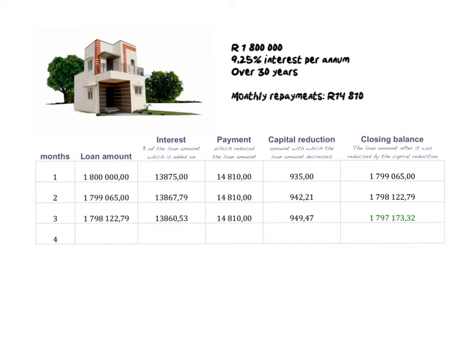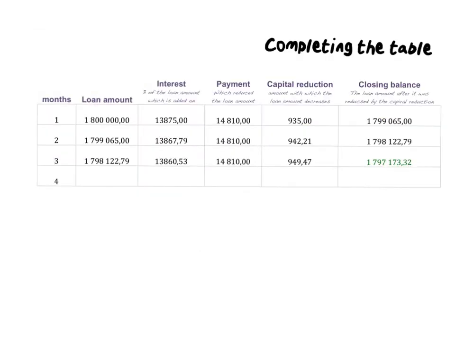The good thing, however, is that because your loan amount is slightly less at the beginning of each month, your interest will be slightly less, and therefore your capital reduction will increase. Let's have a look at how the different amounts were calculated in this table. Do you still remember that there was a 9.25% interest per annum? But in this case, the interest was charged per month. So one of the first things we will have to do is find out what the monthly interest is.